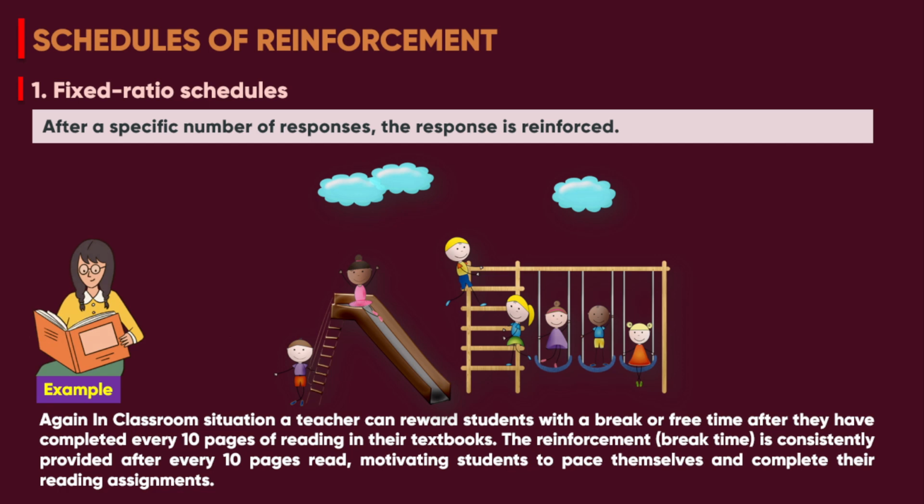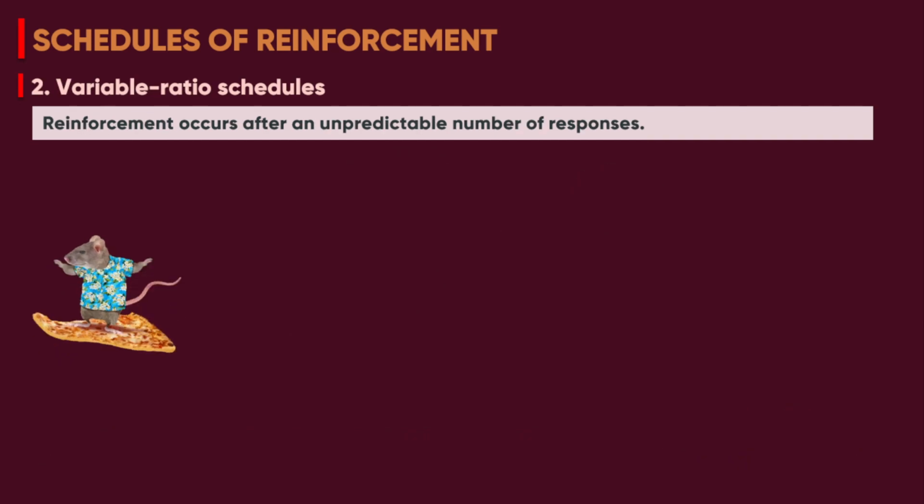Again, in classroom situation, a teacher can reward student with a break or free time after they have completed every 10 pages of reading in their textbooks. The reinforcement, that is break time, is consistently provided after every 10 pages read, motivating students to pace themselves and complete their reading assignments. The second one is variable ratio schedules.